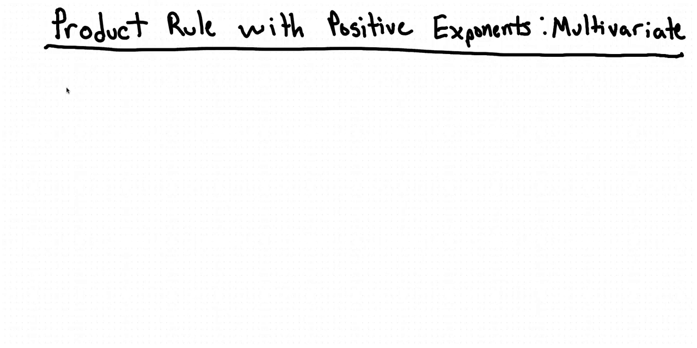This video is going to be focusing on the product rule with positive exponents, multivariate. So to multiply two terms together that both have variables and exponents, we need to remember to multiply the coefficients, then combine any exponential terms that have the same base.